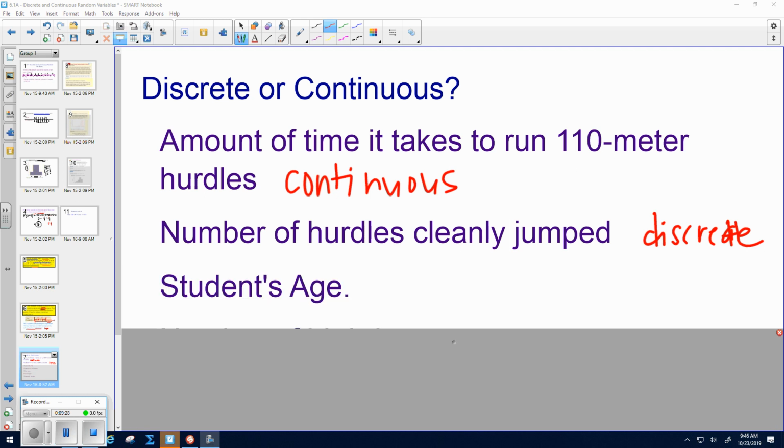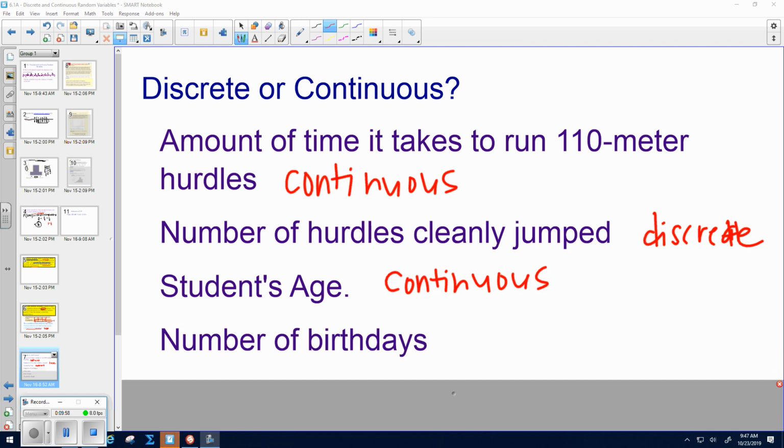How about student's age, continuous or discrete? Well, it kind of depends, right? Are you like 17 and a half? Or are you like 17 and 5 months and 2 days and 3 hours and 5 minutes, right? So for this one, it's actually continuous. Unless you were to specify, like, this would be better: number of birthdays. Okay, that would be discrete because you've only had a certain number of birthdays.